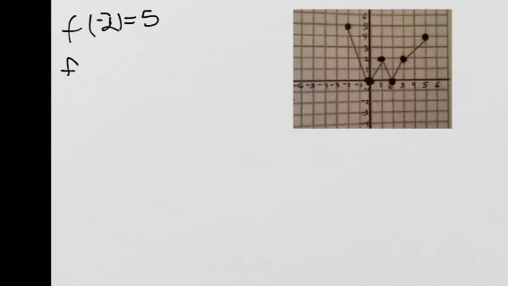Problem B is asking us to do the same thing with f of 5. We find 5 as our input, trace it up to the graph, and we see that our output is 4.